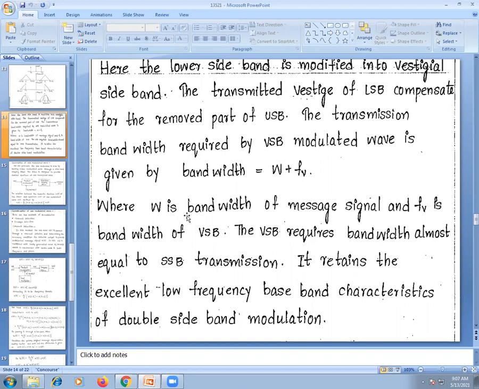Where W is the bandwidth of the message signal and fv is the bandwidth of the vestigial part. The VSB requires bandwidth almost equal to SSB transmission. So students, please note this. It retains the excellent low frequency baseband characteristics of double sideband modulation.